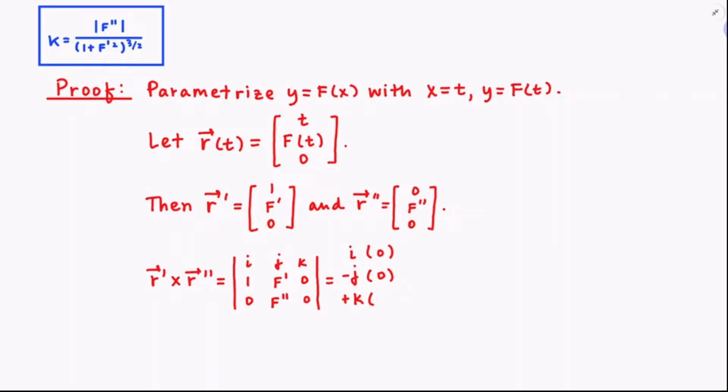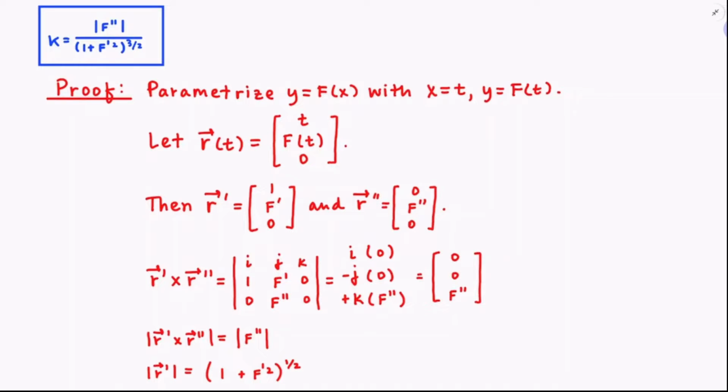And then the third determinant will just be f double prime. So I'll write it as a vector, and again, if I'm taking the length of that vector, it's just going to be the absolute value of f double prime. So I've got the length of the cross product equals the absolute value of f double prime, and again, this is looking pretty promising. I'm going to go for the length of r prime, and that's going to give me 1 plus f prime squared, right? 1 squared plus f prime squared plus 0 squared, square rooted, I'll write as the 1/2 power so that it makes sense with the formula.